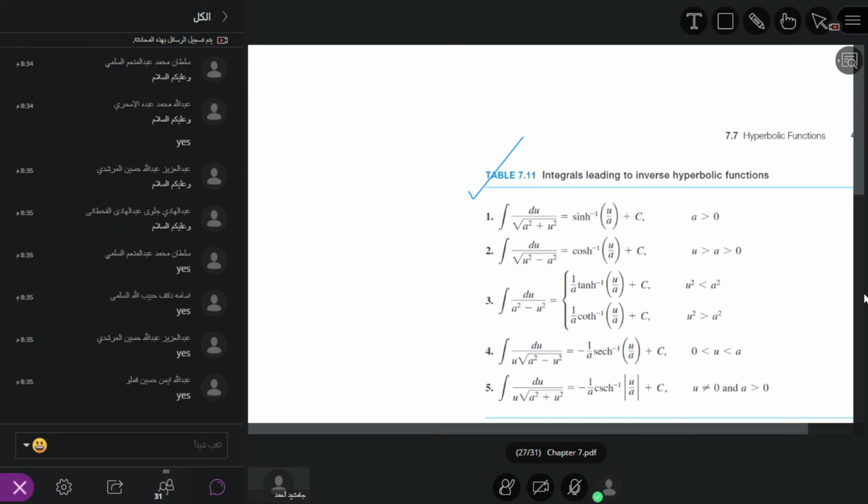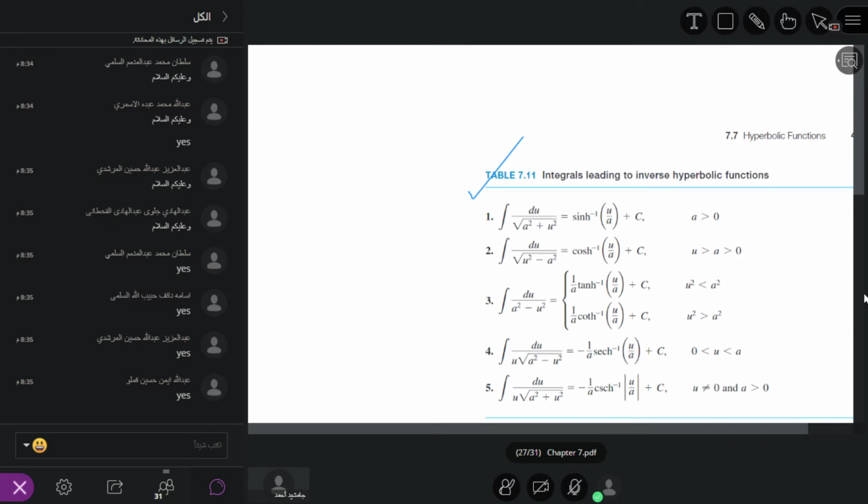The derivative of sine hyperbolic x is cosine hyperbolic x. Derivative of cosine hyperbolic x is sine hyperbolic x. Derivative of tan hyperbolic x is sec hyperbolic square x. Derivative of cotangent hyperbolic x is minus cosec hyperbolic square x. Derivative of sec hyperbolic x is minus sec hyperbolic x tan hyperbolic x. Derivative of cosec hyperbolic x is minus cosec hyperbolic x cotangent hyperbolic x. That means we have found these six derivatives.